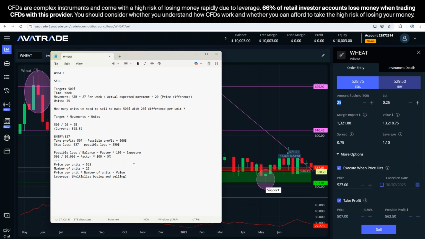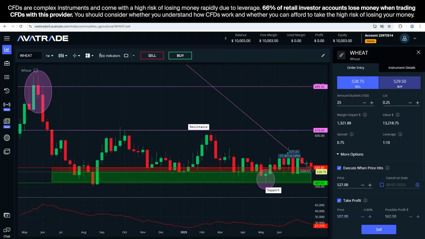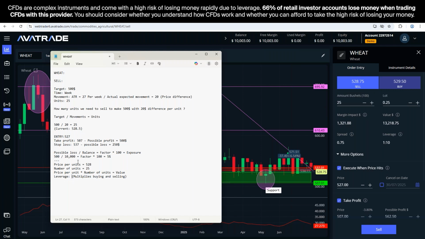That means that if I have, for instance, $10,000 and I have this position, we'll get to it in a moment. So 1 to 10. And if we divide the value by the leverage, then we get the margin impact. The margin impact equals the necessary amount to open a position. Very, very simple.